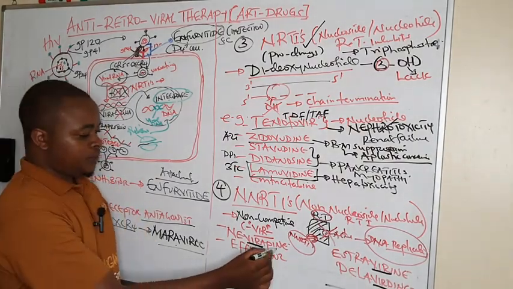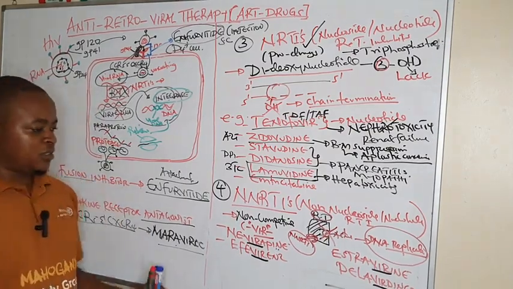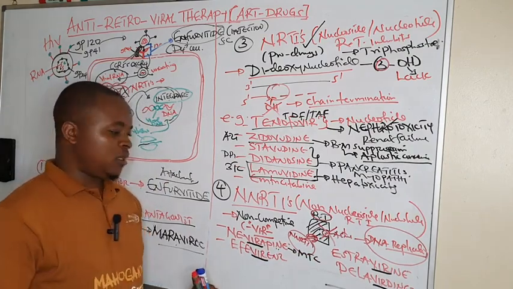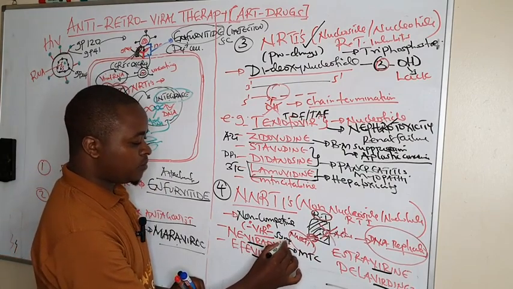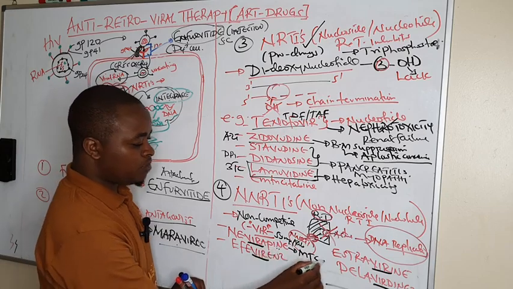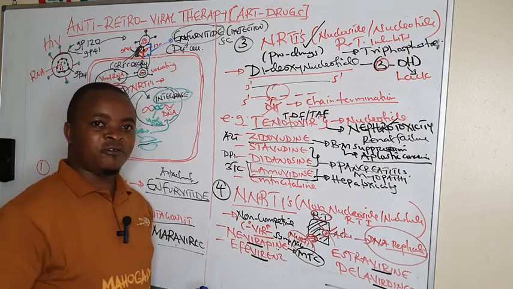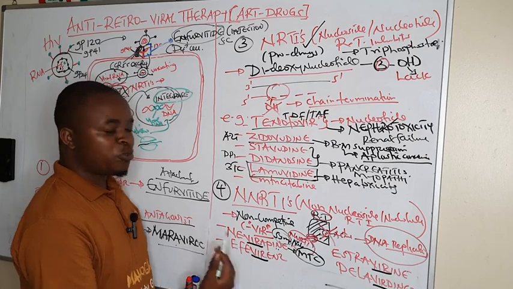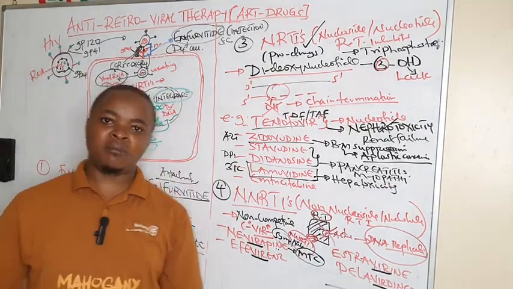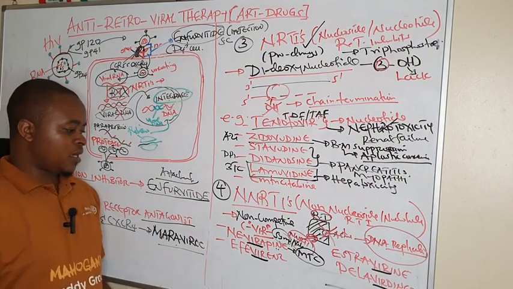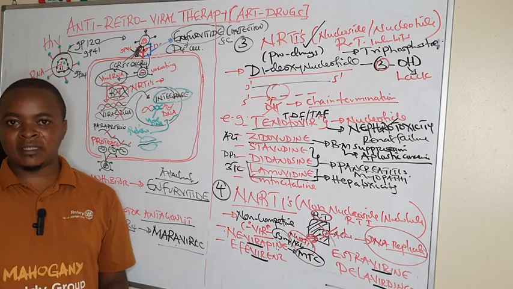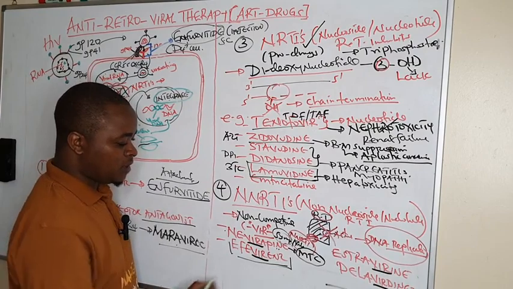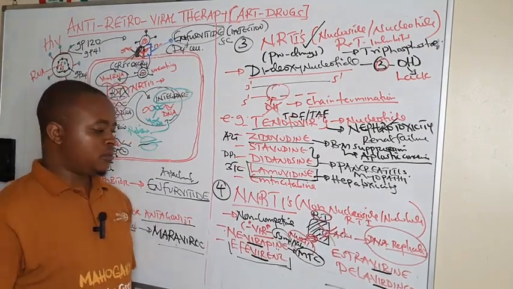And nevirapine is being used to prevent mother-to-child transmission. It can come as a syrup or tablets, and it is used by HIV mothers who are breastfeeding, by giving this syrup to children to prevent them from contracting HIV from their mothers who are seropositive. And that is the nevirapine which is being utilized. Then efavirenz is also being used in the second line to dolutegravir.